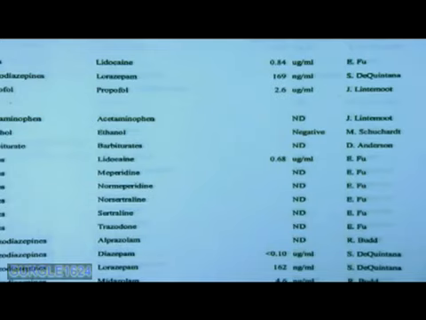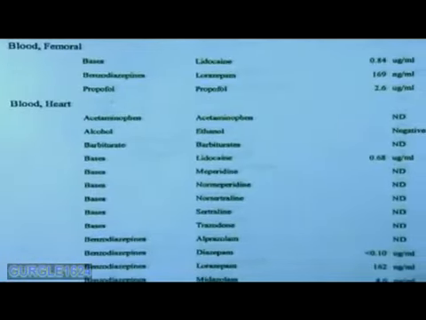We detected propofol as a drug, at a level of 2.6 micrograms per milliliter, and it was performed by Jamie Lintemoot, J-A-I-M-E, Lintemoot, L-I-N-T-E-M-O-O-T. Going down then to the next specimen, that is the heart blood?